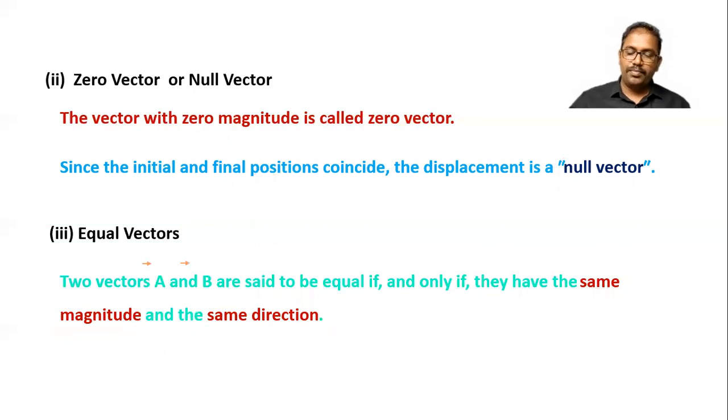If I write here, this is A bar and A bar is 5 centimeter. I write the second vector B bar. It is also 5 centimeter in the same direction. So both have the same direction and magnitude, 5 centimeter, 5 centimeter. So we can write A bar is equal to B bar, because they are equal vectors.